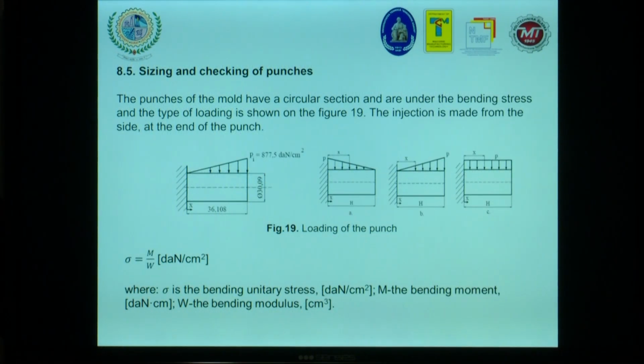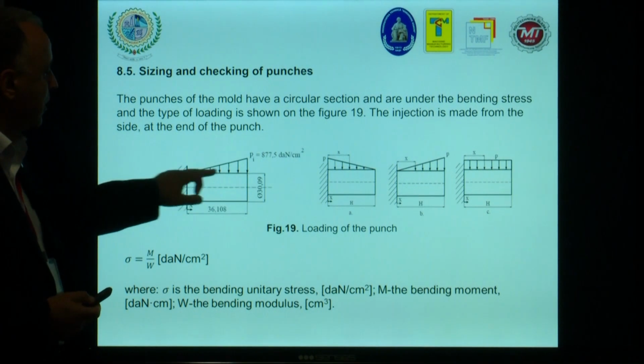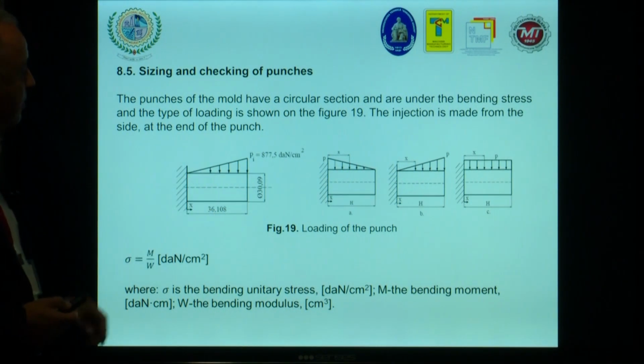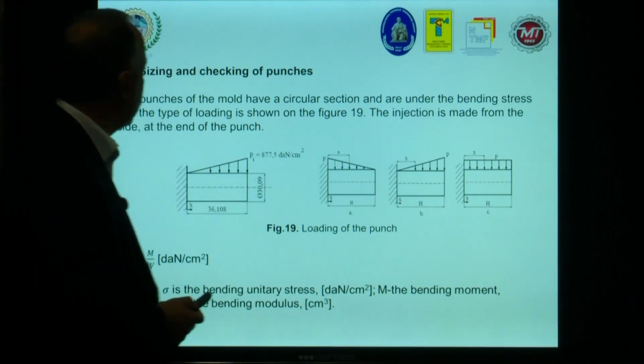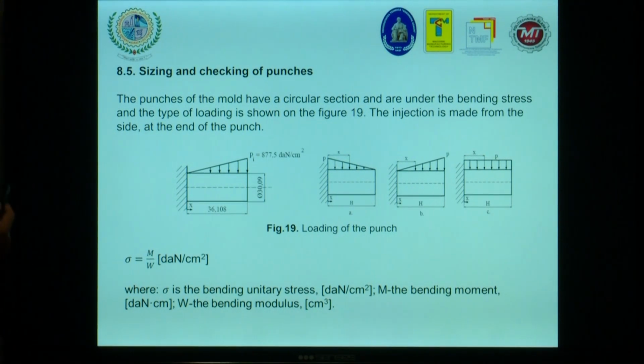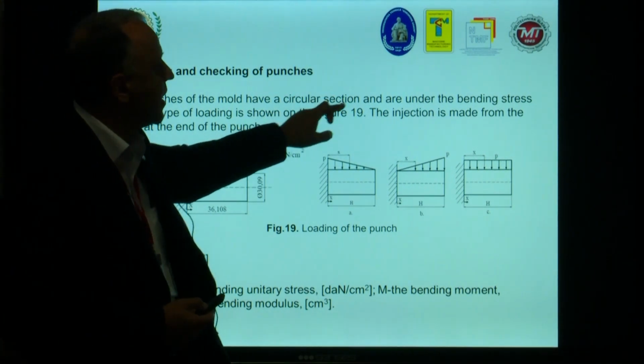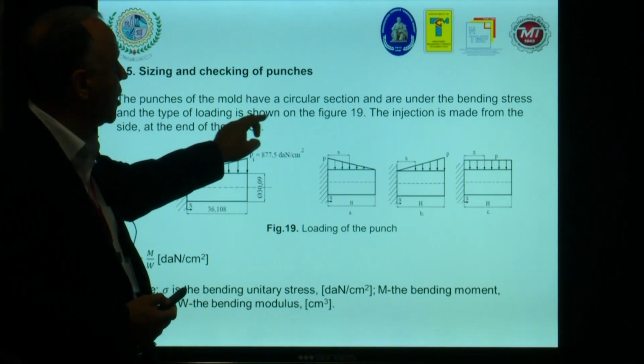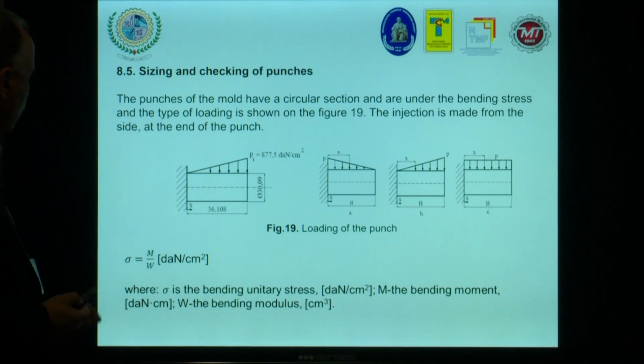Sizing and checking the punch. This is the loading of the punch, and afterwards we will have here the part and all the sketch that we needed. The punches of the mold have a circular section and are under bending stress, and the type of loading is shown in the figure below. You can see how to make the calculus in case of bending unitary stress and the bending moment, and of course also the bending modulus.